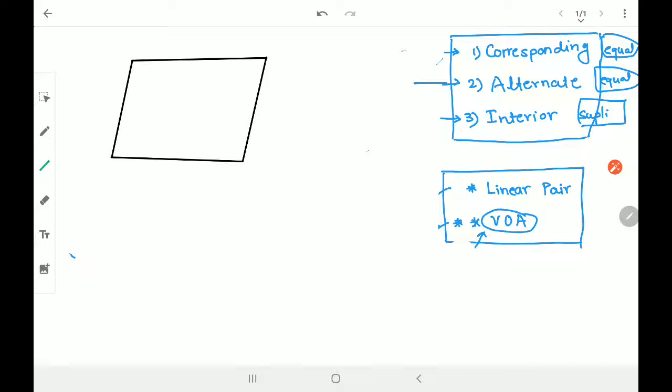Okay, just imagine this is some figure. In fact, let me tell you, it's looking like a parallelogram. What is the speciality of a parallelogram? That both pairs of opposite sides are parallel. If I draw in this way, these two sides are parallel to each other. And if I draw in this way, these two are also separately parallel to each other.